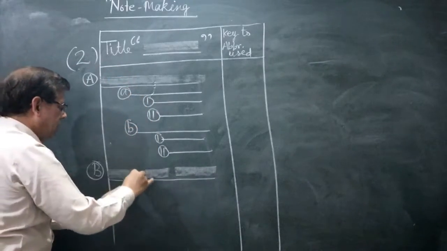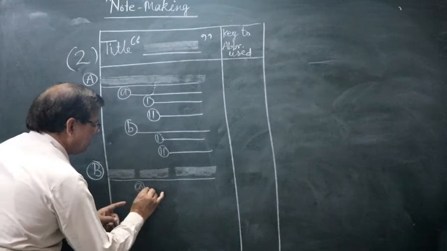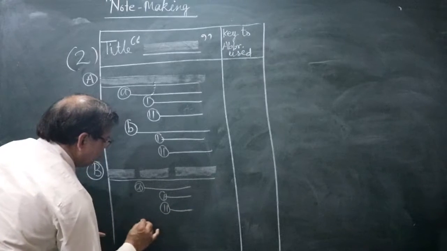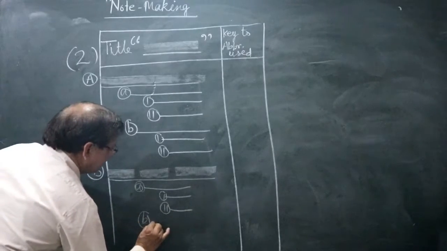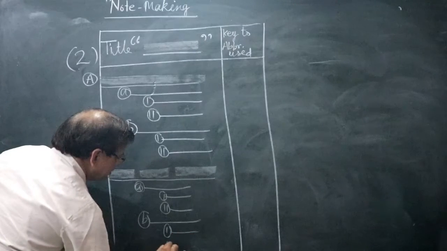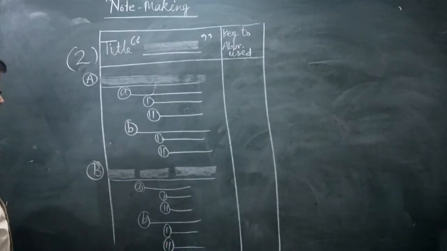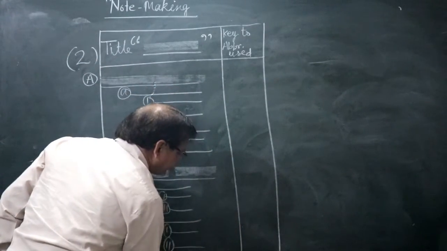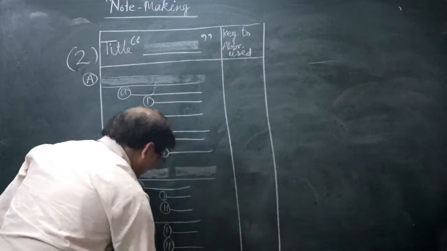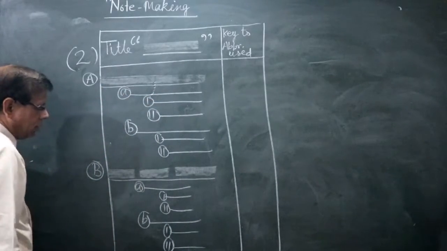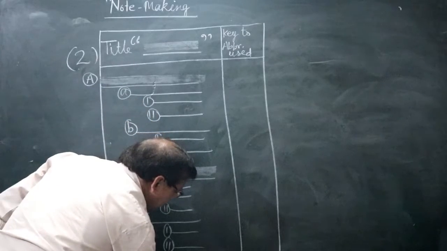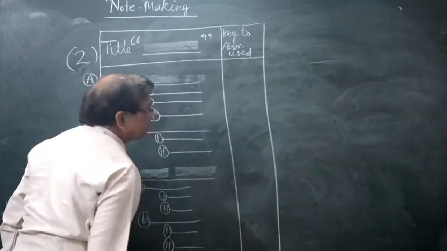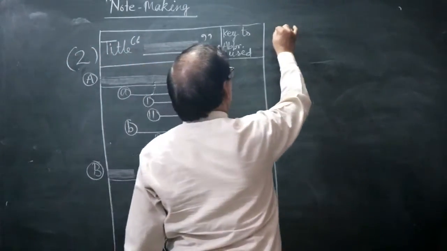And proper symmetry: A, 1, 2, then B, 1, 2. Then the same thing like yesterday, because this page is not sufficient, write 'continue to' and then 'continued from'.